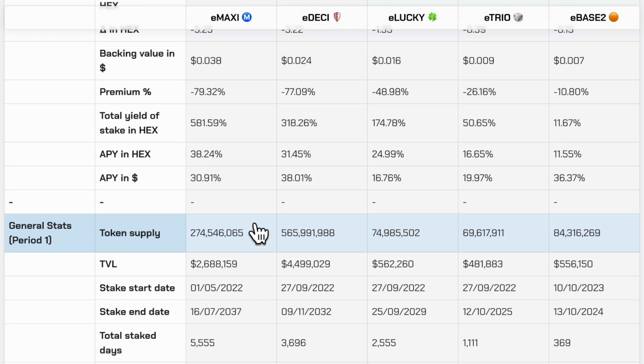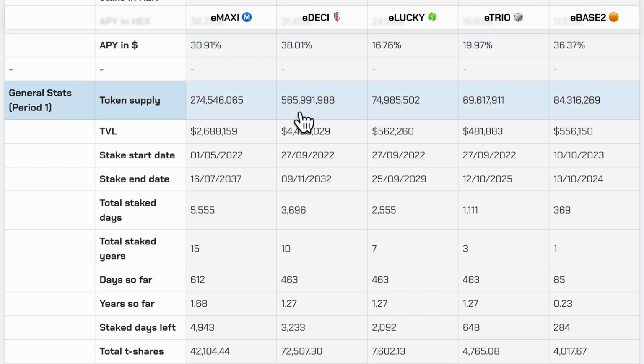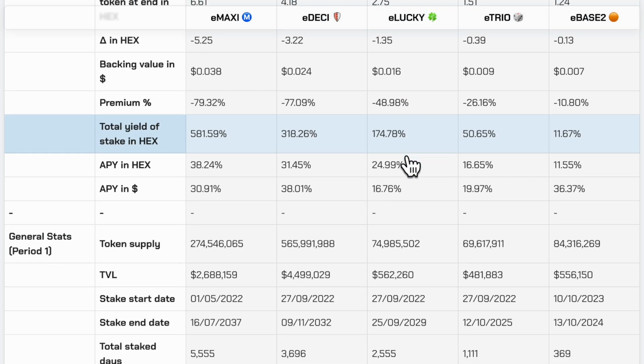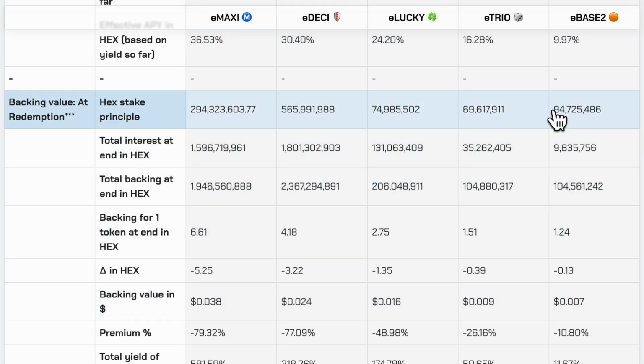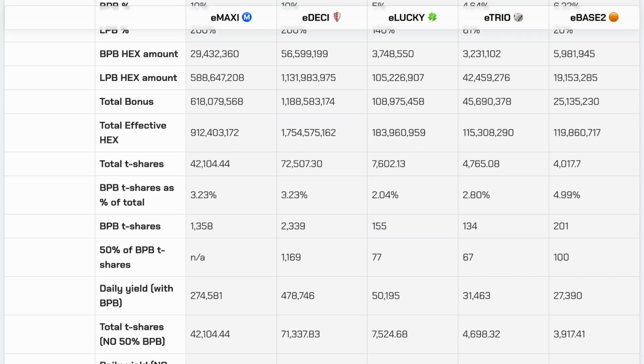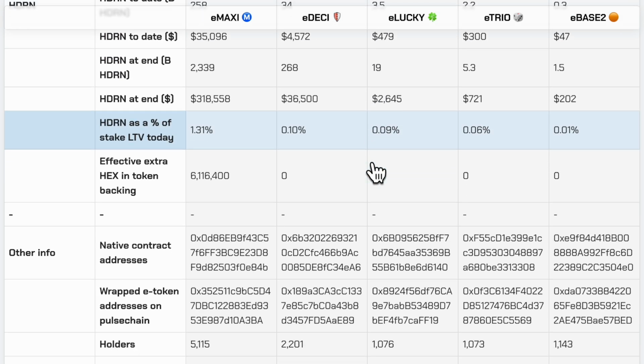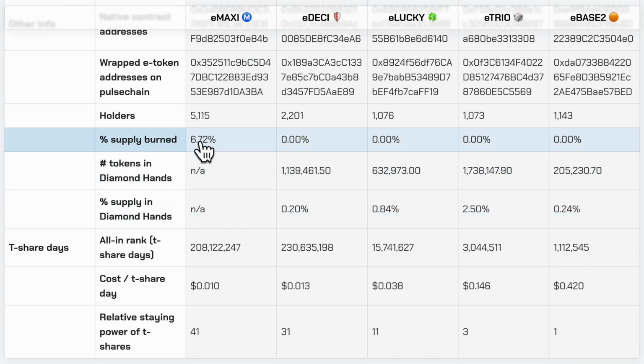Now the interesting thing is, for the other tokens we haven't had any burn on the supply, so the full amount of HEX that was staked is still represented in the token supply, apart from base, which has restaked now, so it's a bit of a different calculation there. But if we look at the burn, there is a section down here. Supply burnt: MAXI has about a 7% burn of its original supply. 7% is now gone.